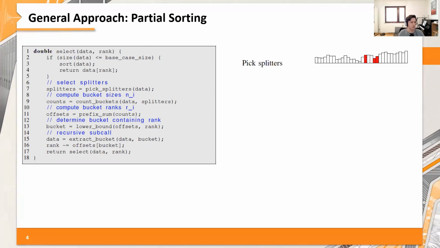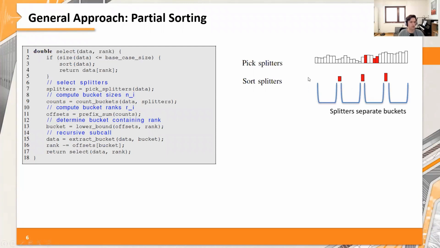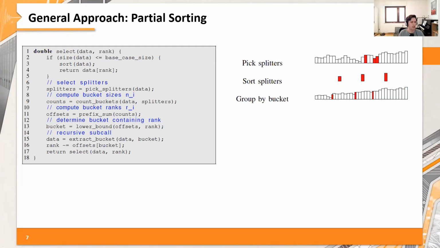Then you sort the splitters, so you have them in an ordered fashion, and use this sorted set of splitters to separate the input data into different buckets. So in this case, we have 3 splitters, so we have 4 buckets. You can also imagine a minus infinity and plus infinity splitter at the end, but this is only for a conceptual understanding of the setting. And then we figure out which elements belong in which buckets. So we split our input data and group it into these different ranges.